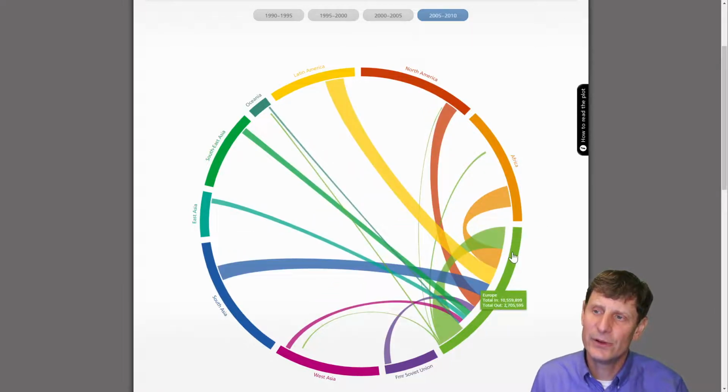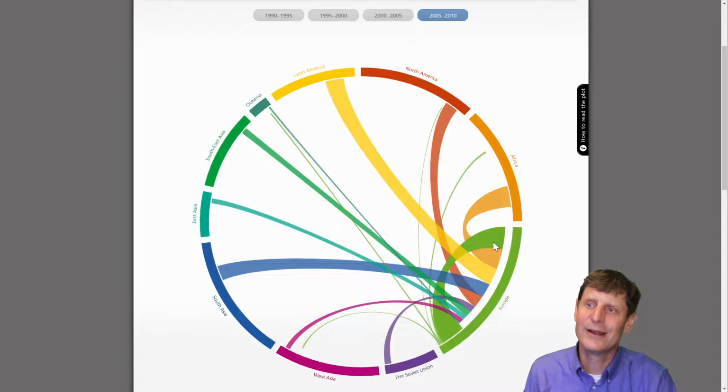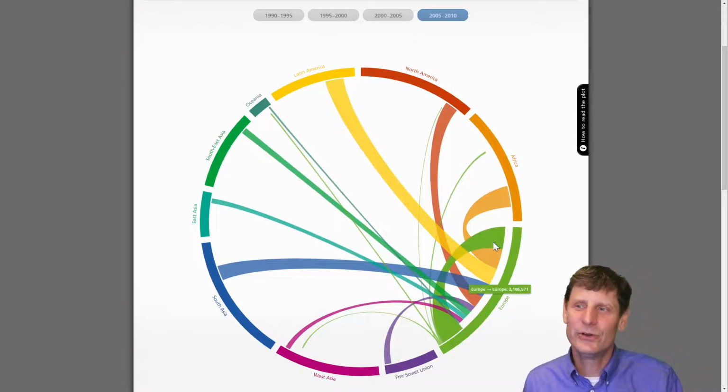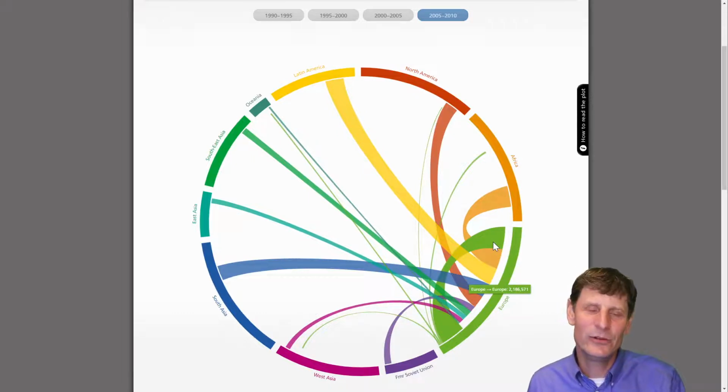If we look at Europe, notice that again, there's the green line here, from a European country to another European country. Pretty big flow, about 2 million people.